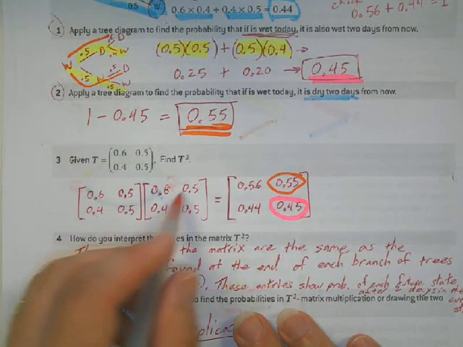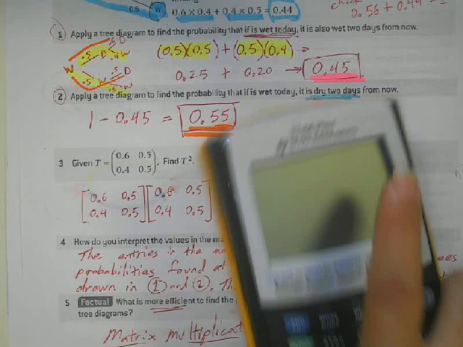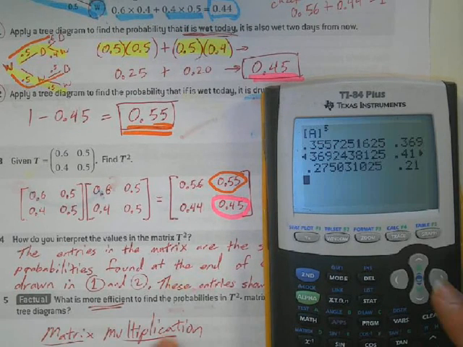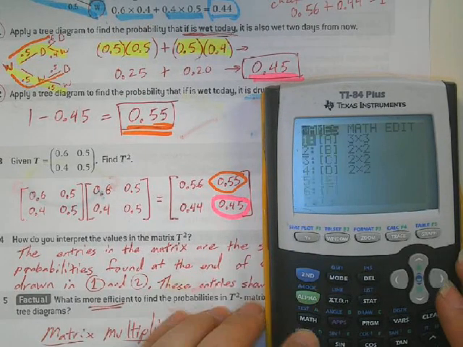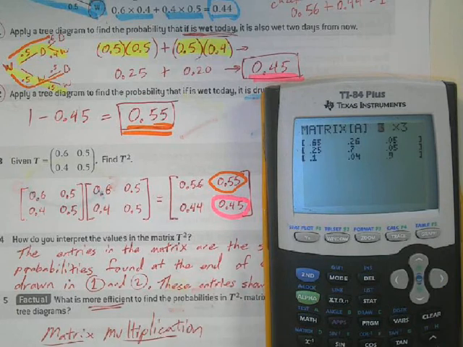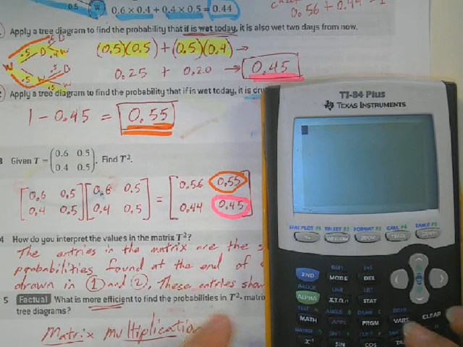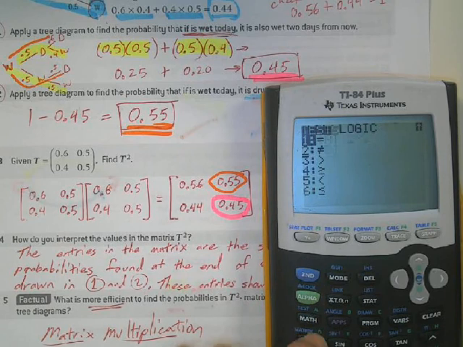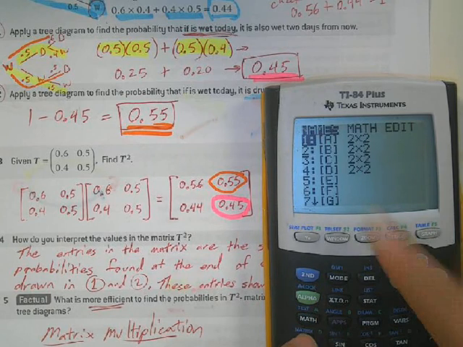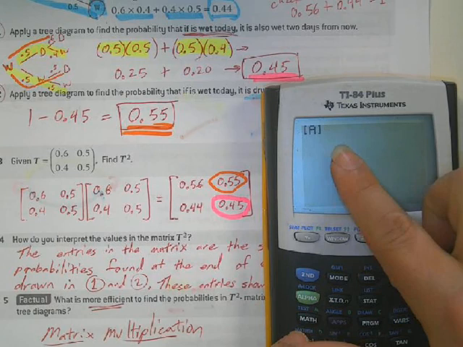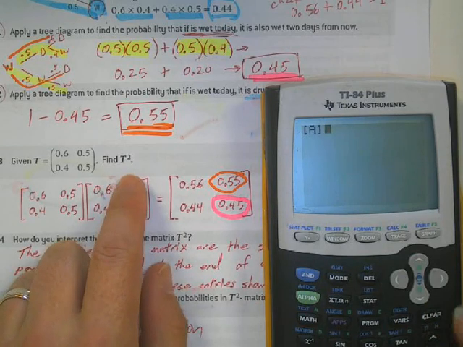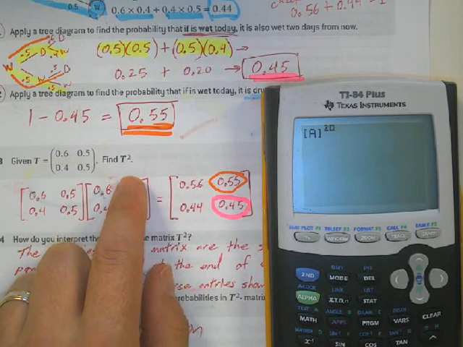And if we square it, okay, so let's enter this matrix: 0.6, 0.5, 0.4, 0.5. Okay, so second mode to quit. Okay, so second matrix, I'm going to hit matrix A, and we want to square this. So squared, and then I get this.